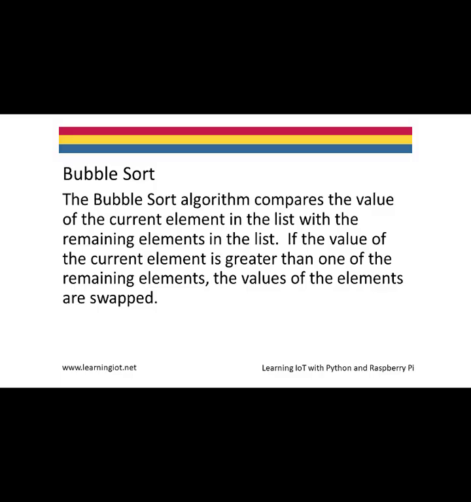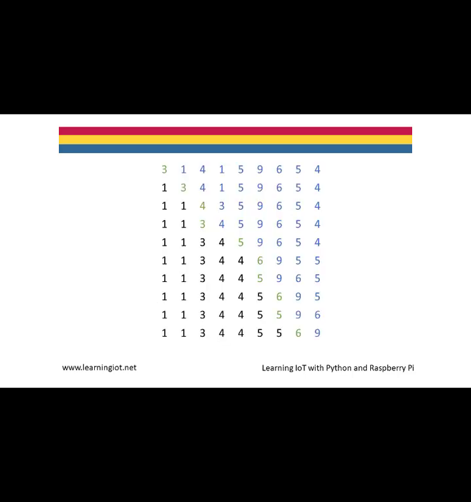The first algorithm for sorting, which we'll implement, is the bubble sort. This compares the values of the current element in the list with the remaining elements in the list. If the value of the current element is greater than one of the remaining elements, the values of the elements are swapped. My current element is shown in green. The remaining elements in the list are shown in blue. 3 is greater than 1, thus we swap the elements.